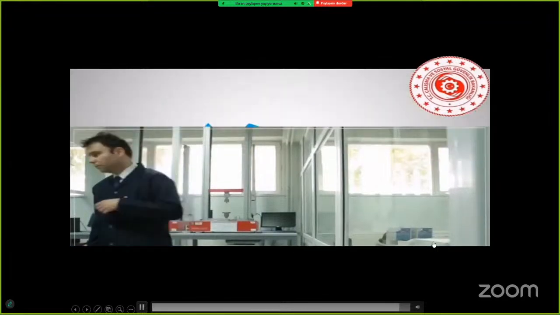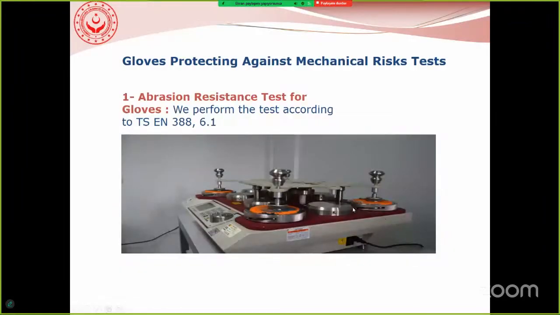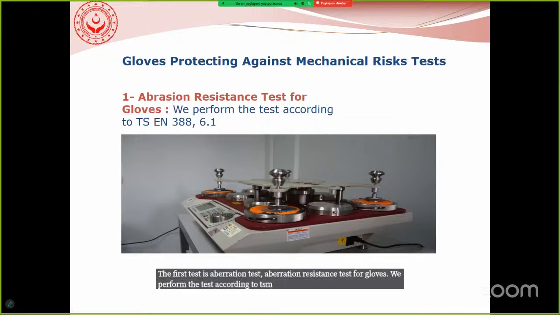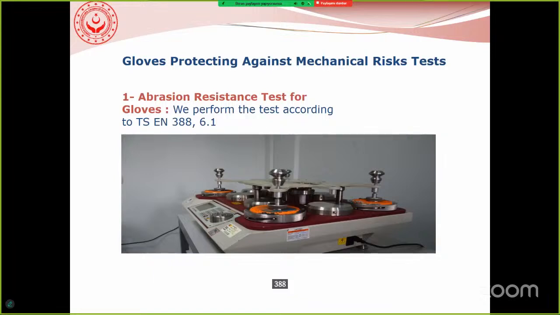Here is a gloves protecting against mechanical risks. The first test is abrasion test, abrasion resistance test for gloves. We perform the test according to TSN 388. Here is the test video.